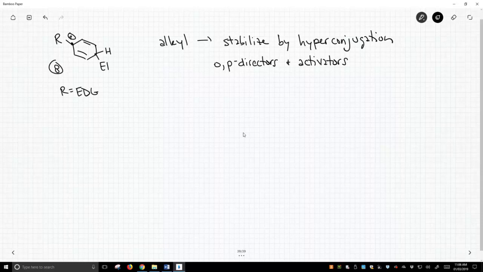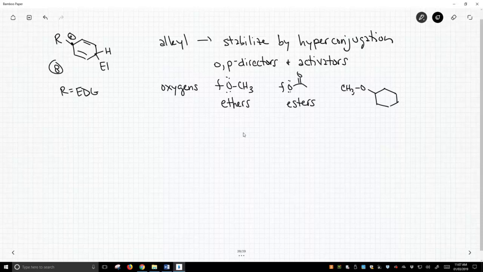What other groups can stabilize a carbocation? Well, as it turns out, oxygen atoms, like ethers like OCH3, even things like esters. It's a little ugly, but it's all about that lone pair. So ethers and esters. So what does this look like? Let's go over here to the right. Let's put a methoxy group on that carbon.